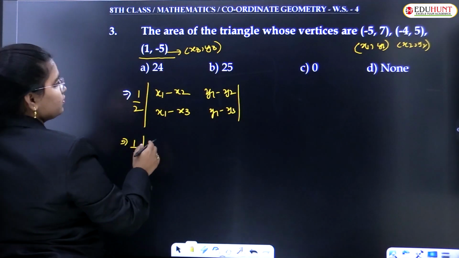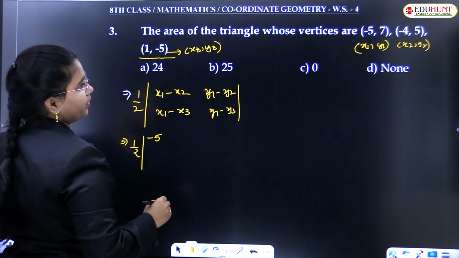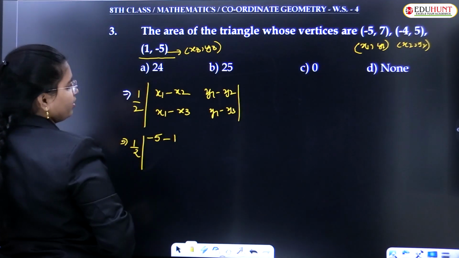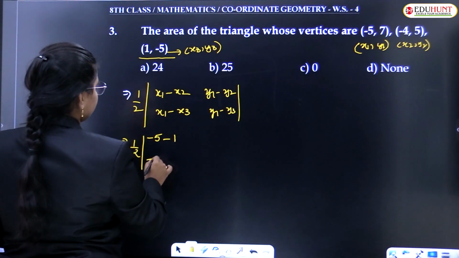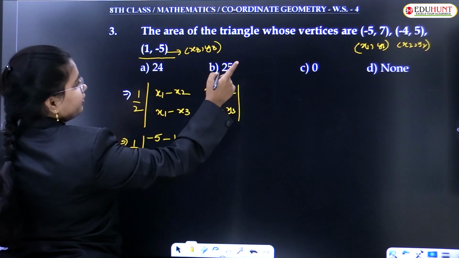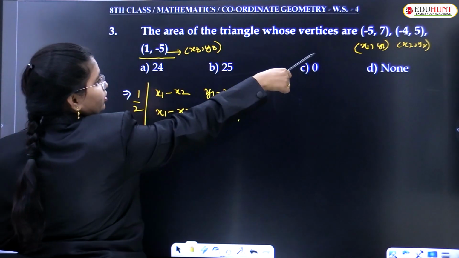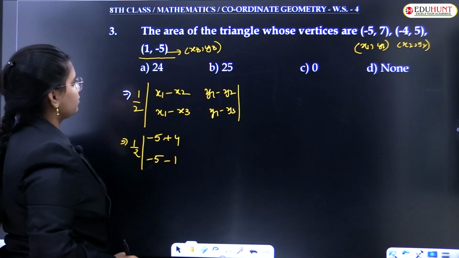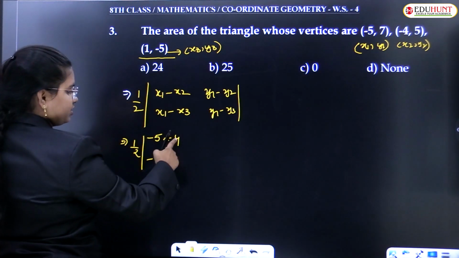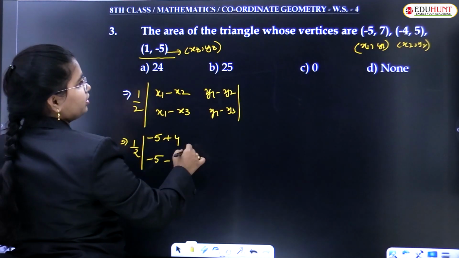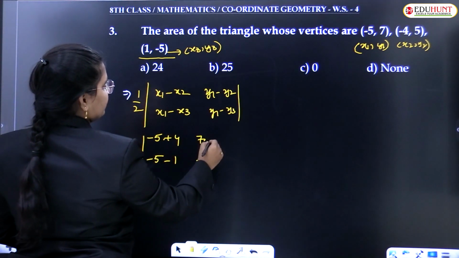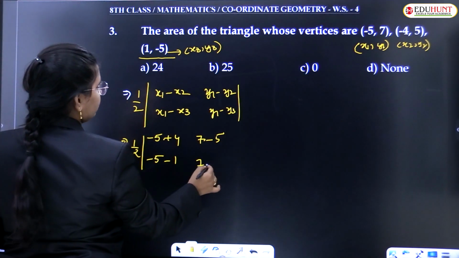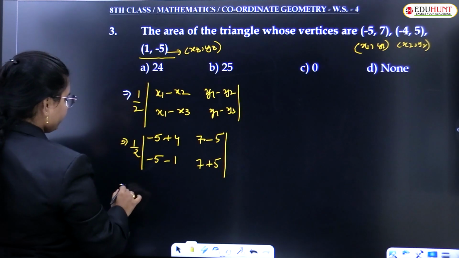So substitute all the values. Minus 5, minus of minus, what is x3? 1, right? Next one, minus 5, actually I have to substitute here x2, right? What is x2? That is minus 4, minus of minus is plus 4. Here I have to write minus 1, correct? Understood? x1 minus x2, x1 minus x3. What is y1? 7. 7 minus what is y2? 5. What is y3? Minus 5, correct? Which is plus 5. So simplify it.